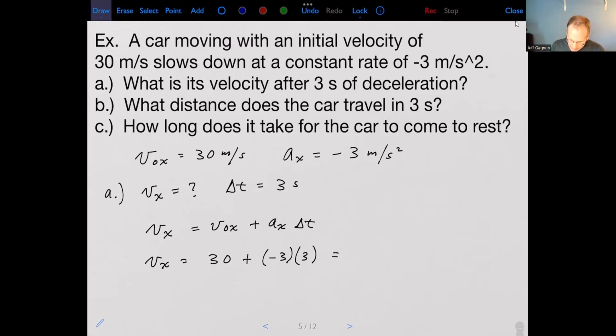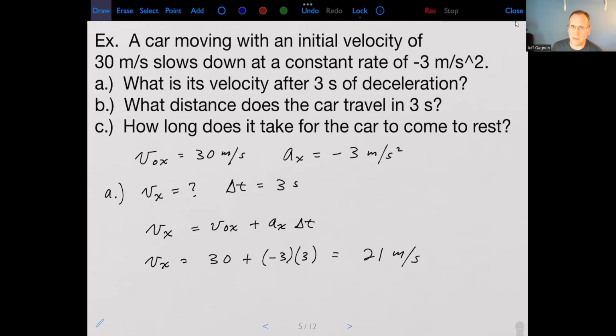So if you work that out, that's what, 30 minus 9, right? So that's going to be 21 meters per second. That would be the velocity of the car after 3 seconds, right? It's slowing down because you have this negative acceleration. It was moving initially at 30, now it's moving at 21 meters per second.